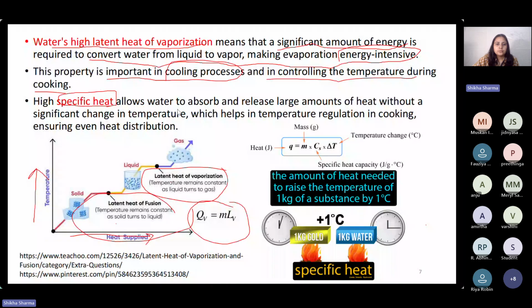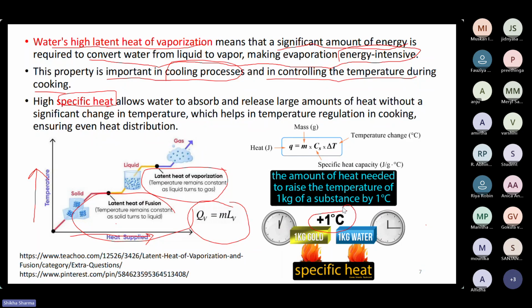So high specific heat is basically, if we have suppose water or any metal like gold, and we are increasing the temperature by 1 degree Celsius, how much heat do we need to give to the system, the product, or the material so we can raise the temperature of that 1 kg of the substance by 1 degree Celsius. So its formula is Q equals mCp delta T.